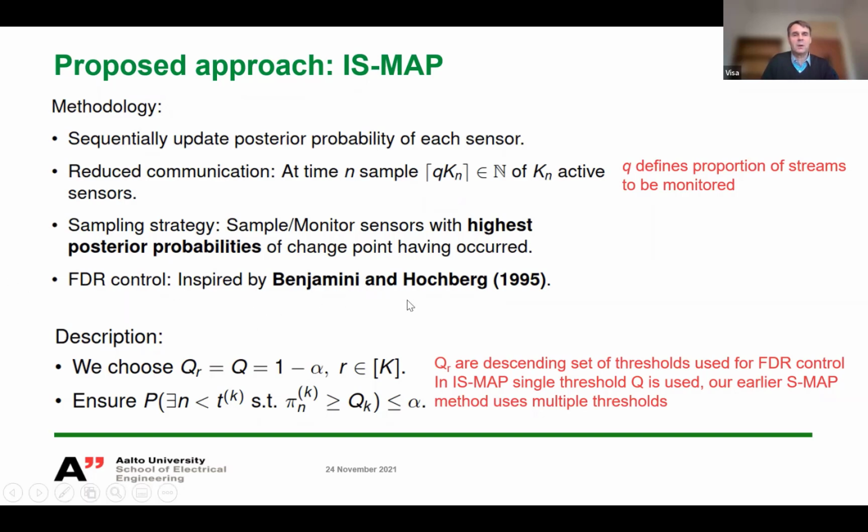And then the actual FDR control is related to this famous Benjamini-Hochberg procedure that I showed you already. So you choose a threshold value Q sub r for each data stream, and you want to make sure that the probability of having this a posteriori probability larger than the threshold value is smaller than alpha when this time instance is smaller than the actual time instance of the change.